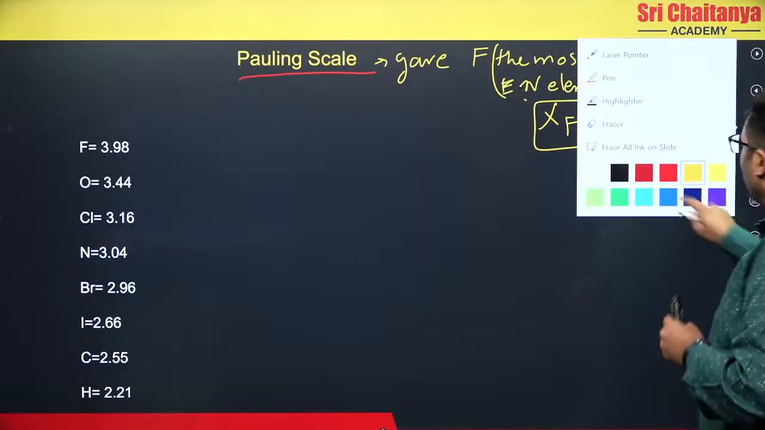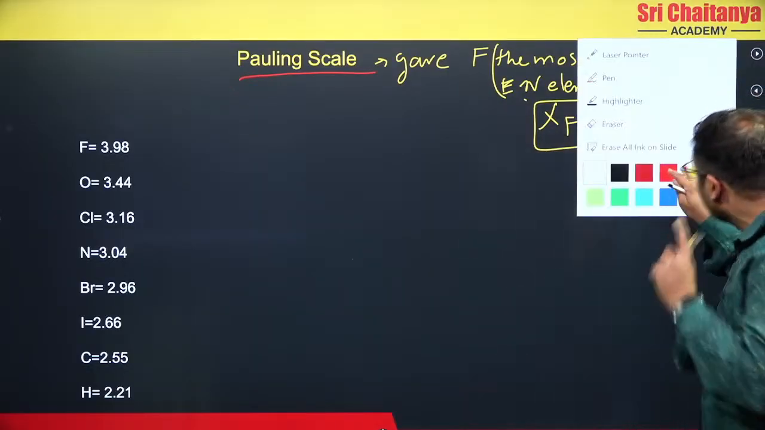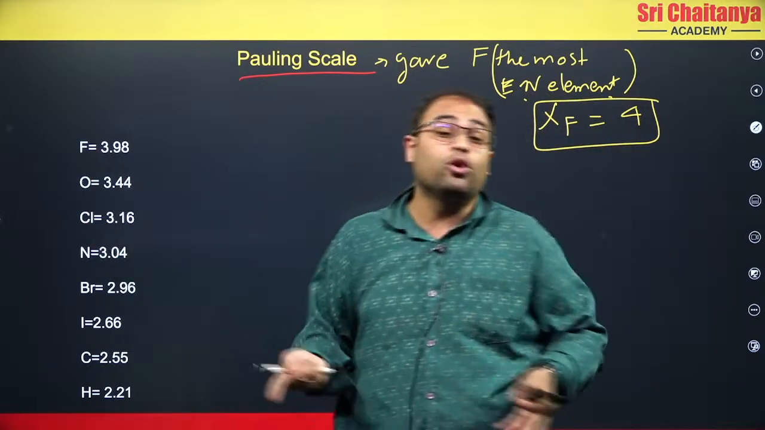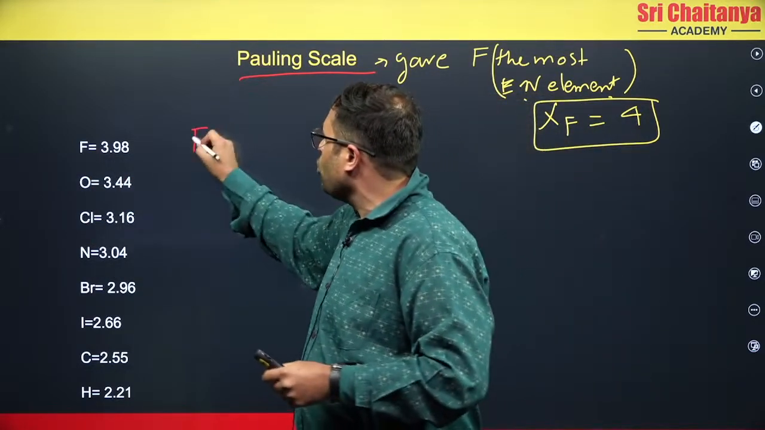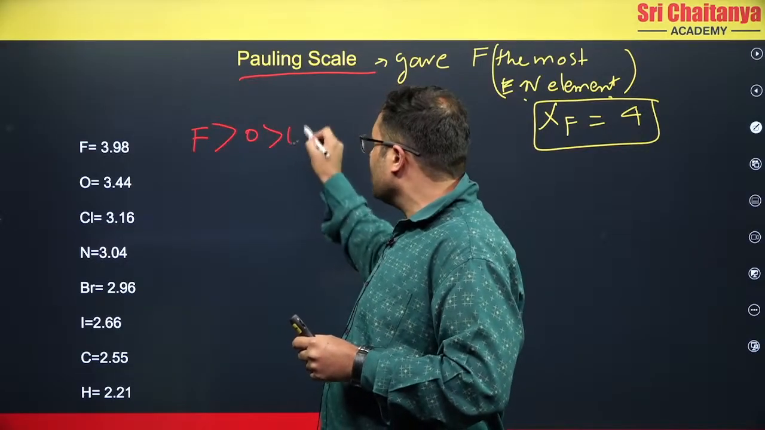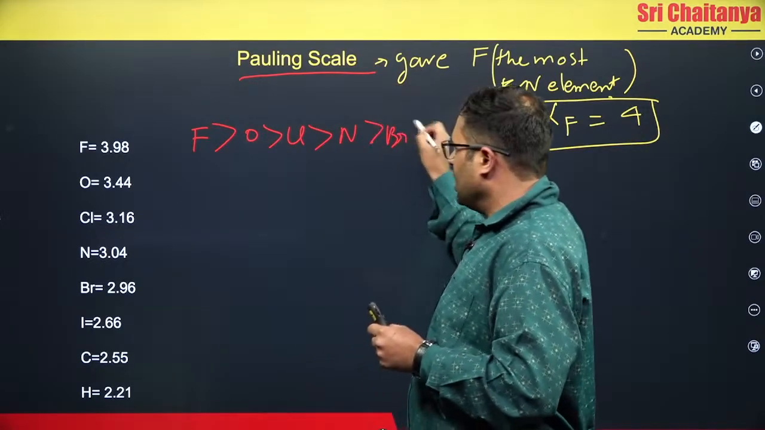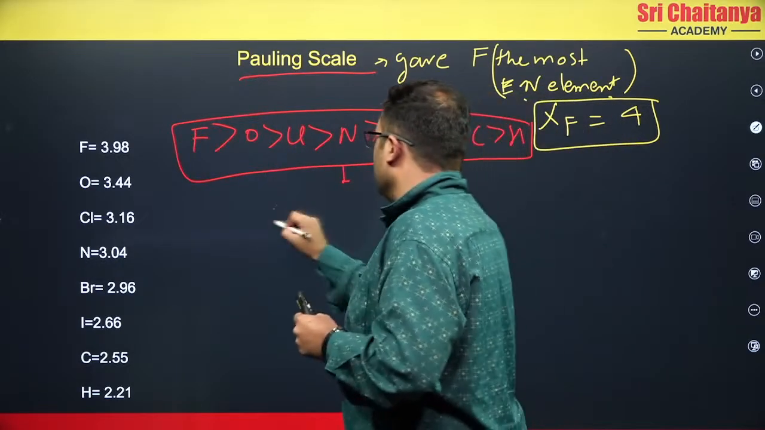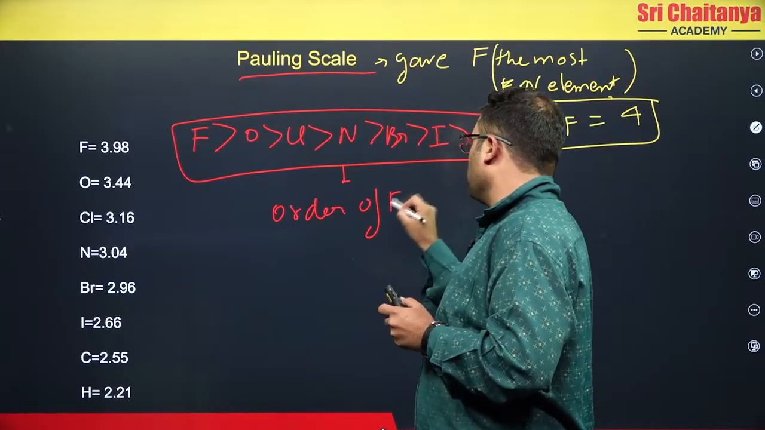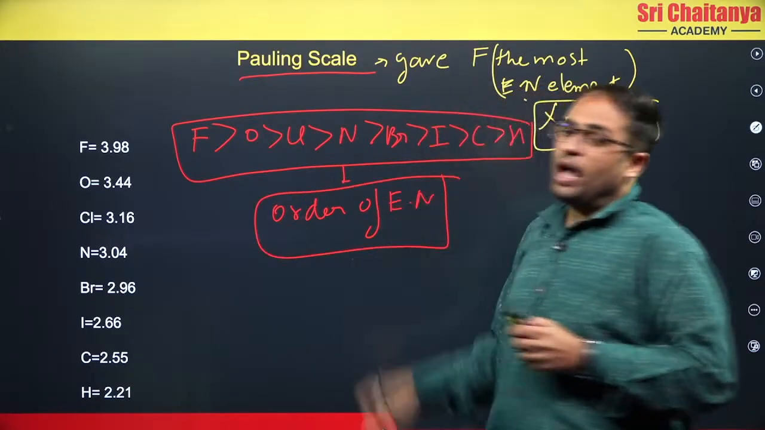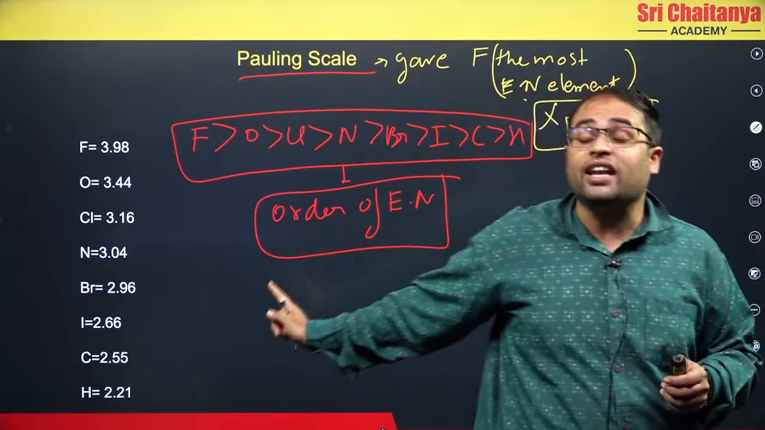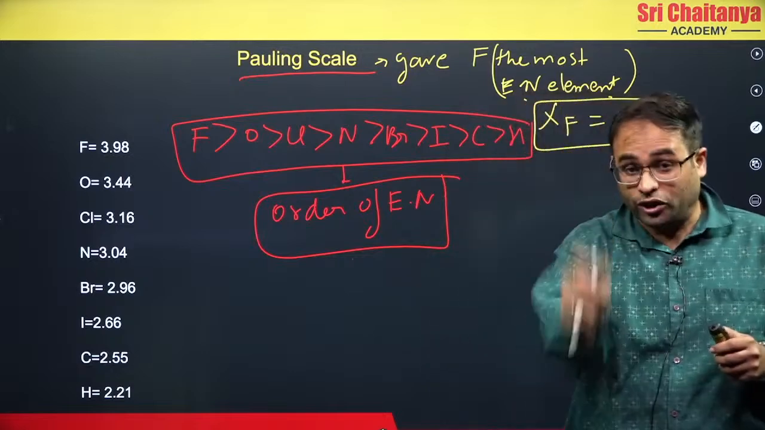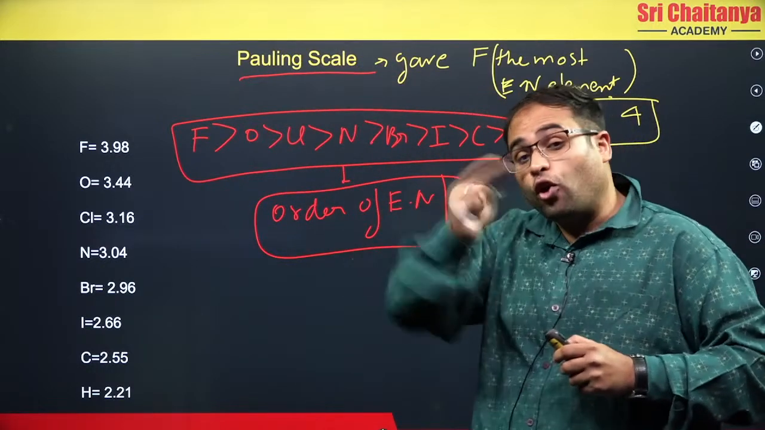The values are not important, but what is important is the order of electronegativity. You need to remember it. Don't think that after fluorine, chlorine will be more electronegative. No, the order is most electronegative fluorine, then oxygen, then chlorine, then nitrogen, then bromine, then iodine, then carbon, and finally hydrogen. So this is the order of electronegativity. Remember this by heart. This will be useful not only in inorganic chemistry but also in organic chemistry. This order is important. Fluorine is the most electronegative element, followed by oxygen.